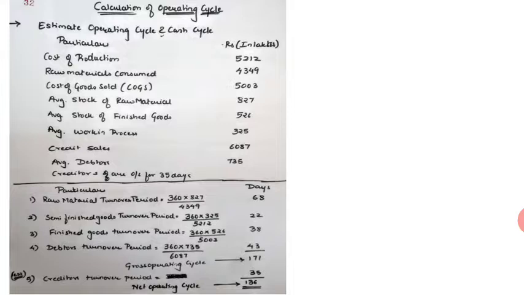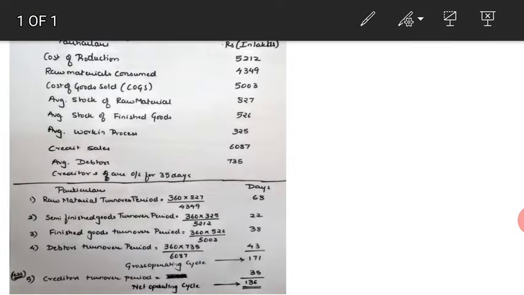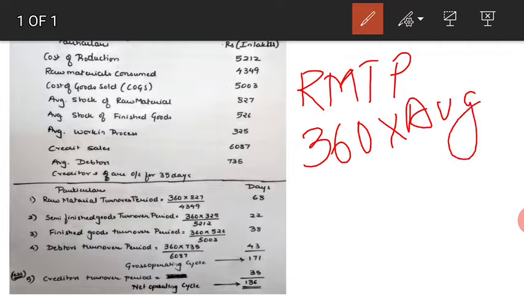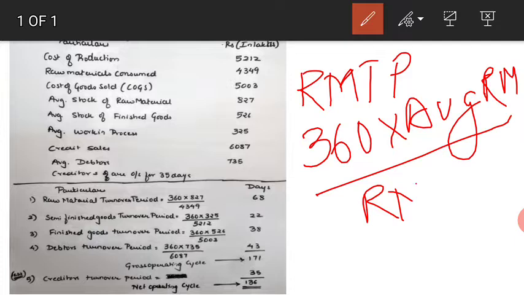Now how do we calculate the operating cycle? First of all, to calculate operating cycle, we need to go for the turnover, inventory turnover periods. Under inventory turnover periods, the first one that we have is the raw material turnover period. In raw material turnover period, if you remember, the formula was 360 into average stock of raw material, divided by raw material consumed. Right? So let's find out these variables in the problem.